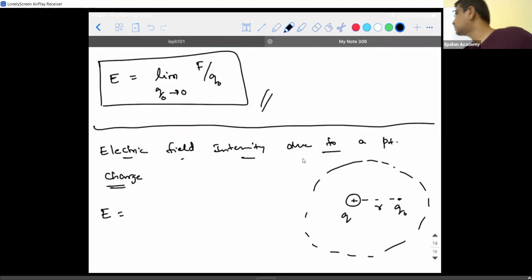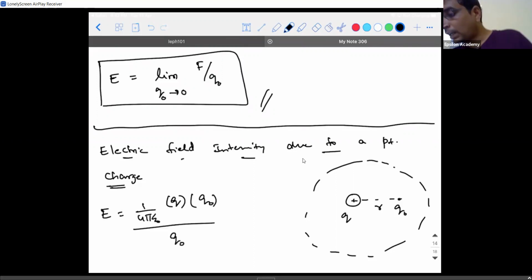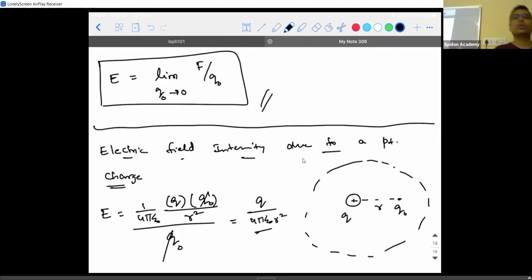So what is going to be the force between these 2 point charges according to Coulomb's law? 1 by 4 pi epsilon naught, magnitude of source charge into magnitude of test charge, the whole divided by r square. The whole divided by Q0. Right, what will get cancelled? Q0 and Q0 are gone. So Q divided by 4 pi epsilon naught r square is going to be the magnitude of electric field due to a point charge. So this value is very, very important. We'll be using it at many places.